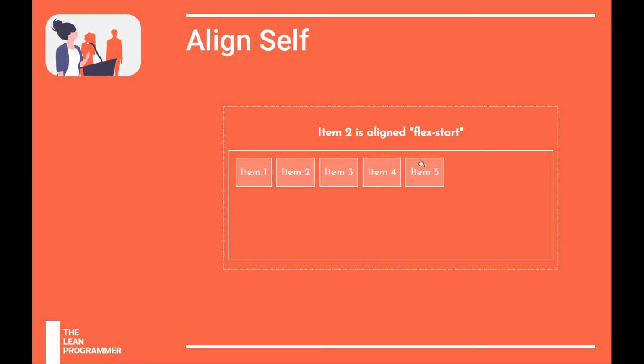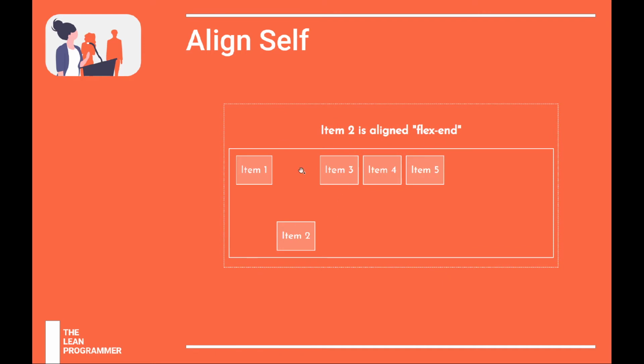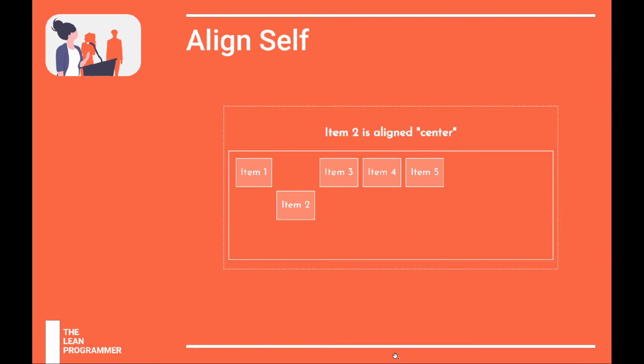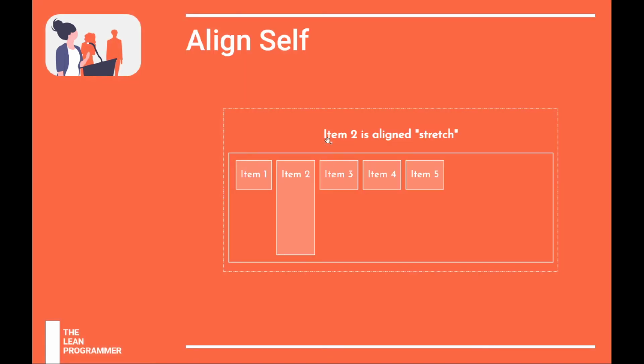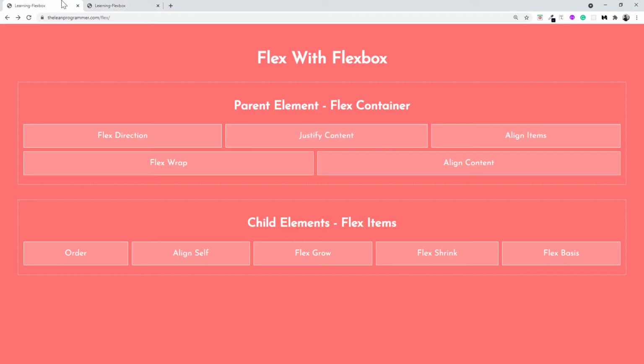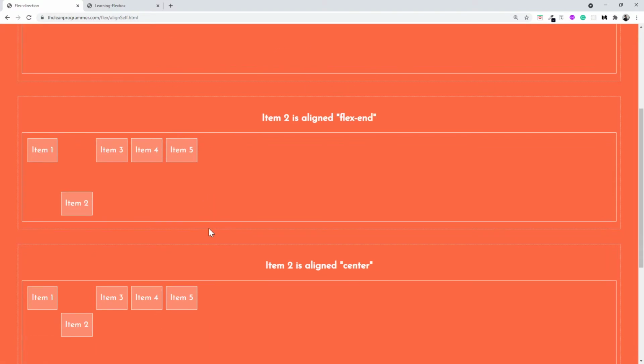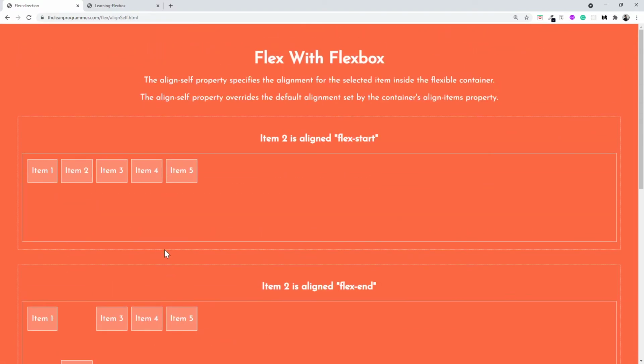And as you might have guessed, the values are again the same. It could be flex start, flex end, center, stretch, things like that. So let's go back and let's open the align self here and try out each one of them.